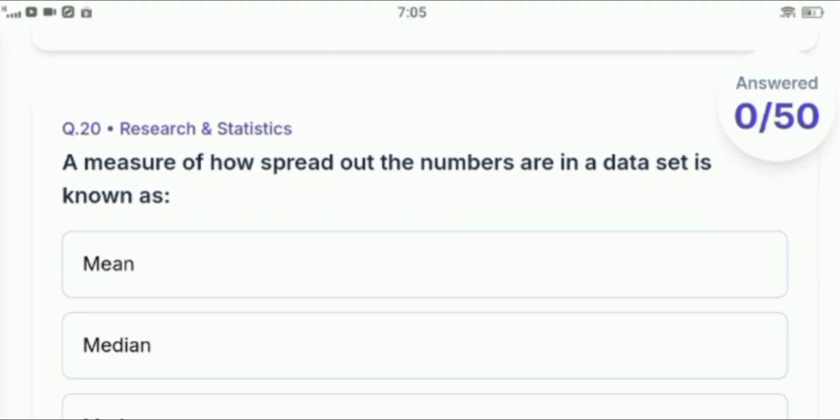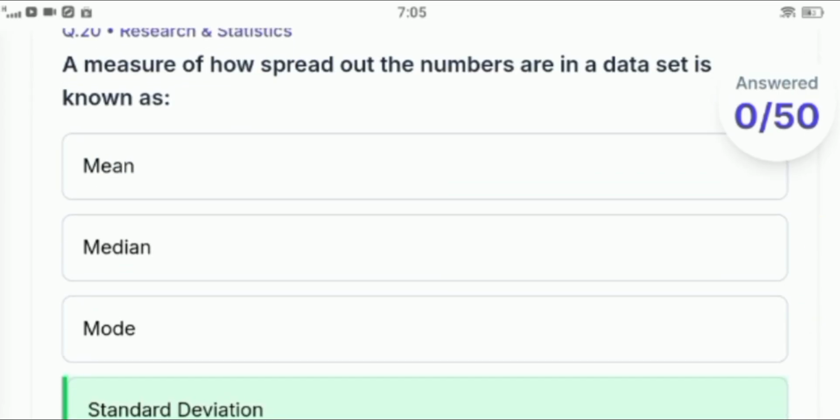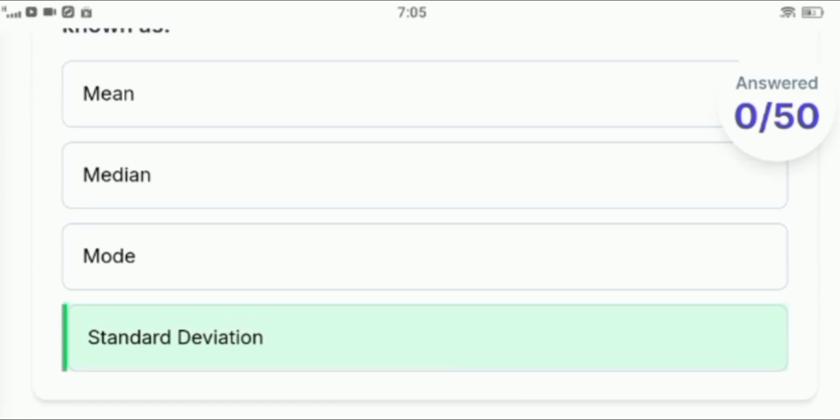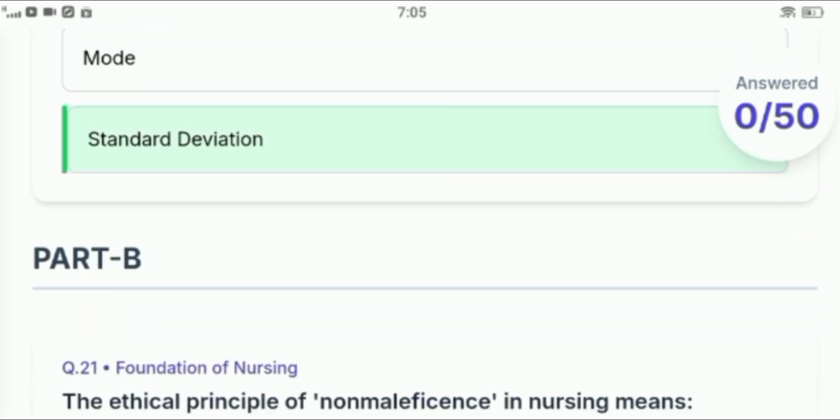20. Research and statistics. A measure of how spread out the members are in a data set is known as option A mean, B median, C mode, and D standard deviation. So the correct answer is standard deviation.